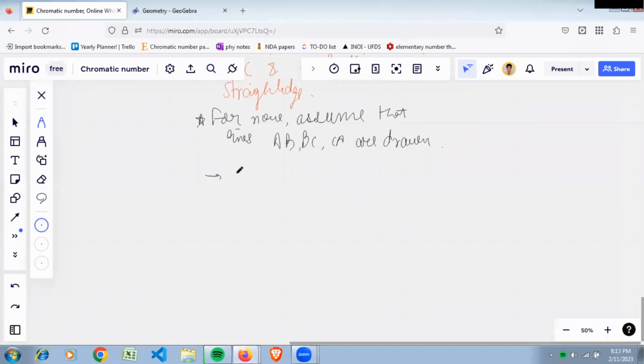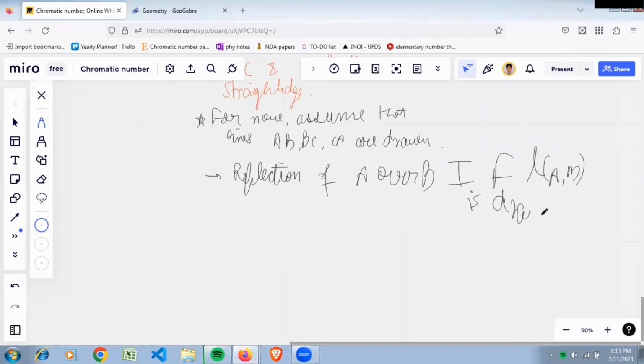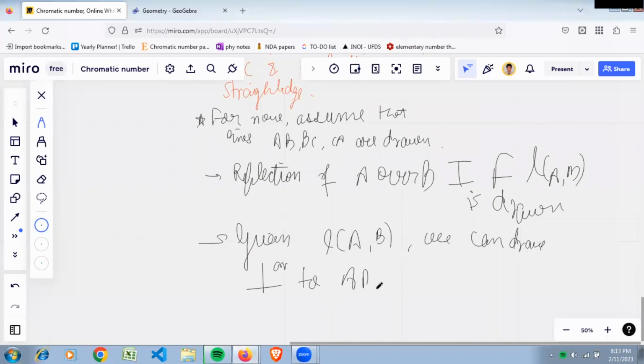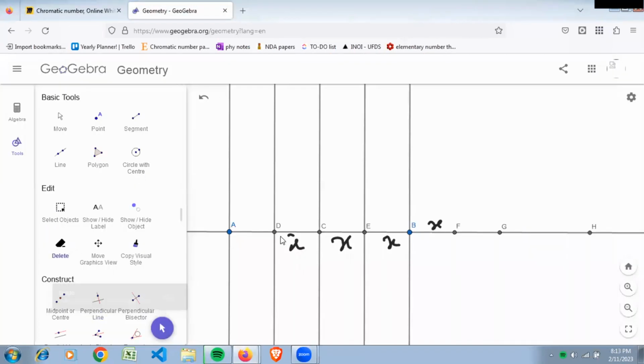So now what all we have is, we can construct the reflection of A over B. If line AB is drawn, given line AB, we can draw a perpendicular to AB through A. So is this clear that we can do these two steps?